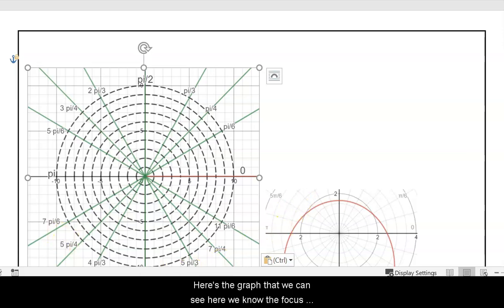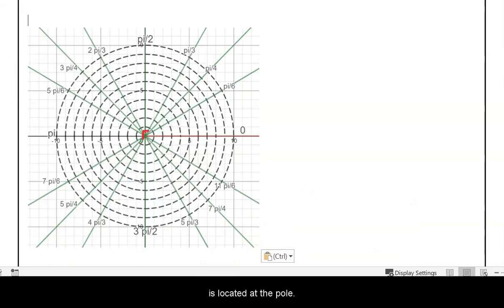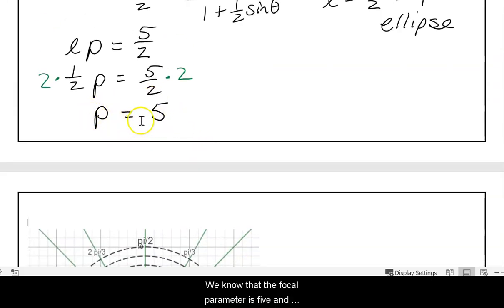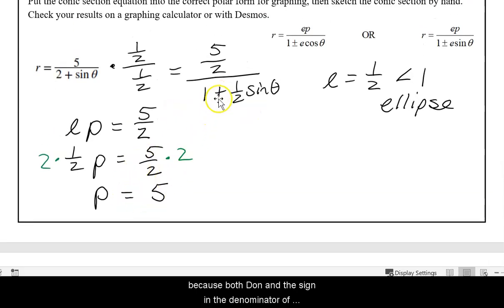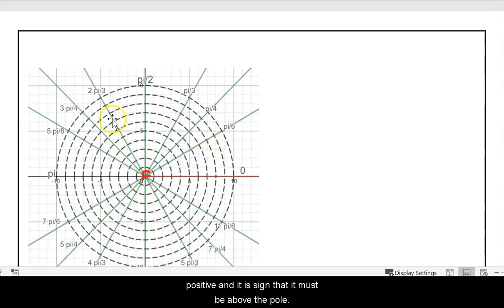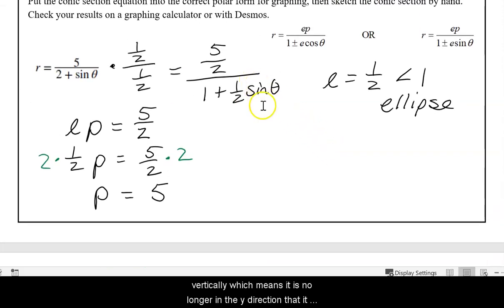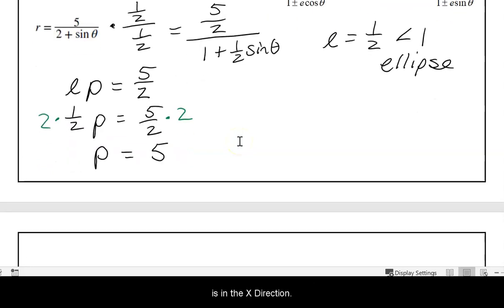Here's the graph that we can see here. We know the focus is located at the pole. We know that the focal parameter is 5, and because both that and the sign in the denominator are positive, and it is sine, it must be above the pole and parallel to the polar axis off in the positive y direction. 5 would put it here. Since it is an ellipse and it is sine, it must be running vertically, which means it is longer in the y direction than it is in the x direction.